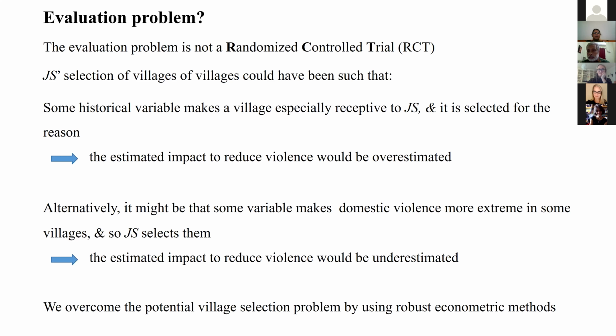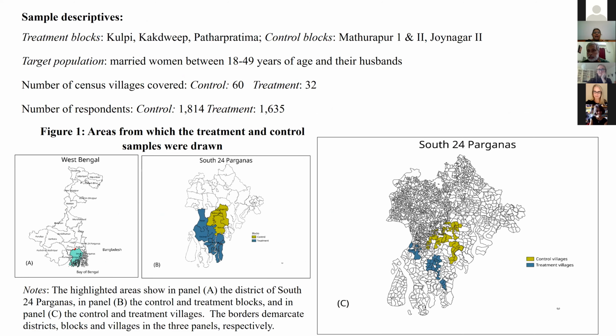Now let me tell you a little bit about the context in which this evaluation takes place. The intervention that we are evaluating is in the state of West Bengal, which is an eastern state of India bordering Bangladesh. Of the 19 odd districts in West Bengal, the district that we look at is South 24 Parganas. This is the southernmost district in West Bengal. And this is the district where Jana Sanskriti has been operating for at least 2 decades or more.